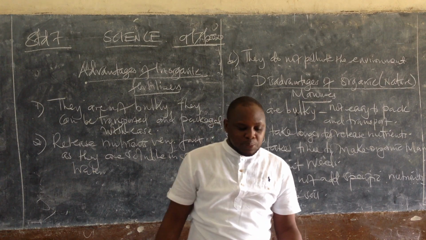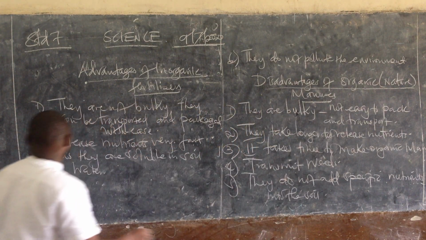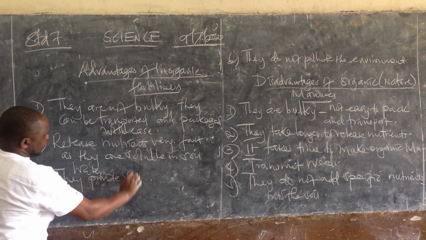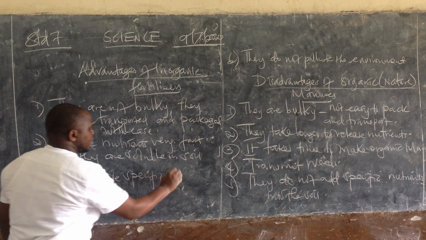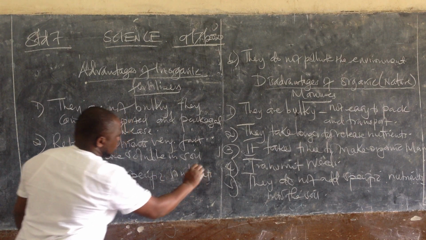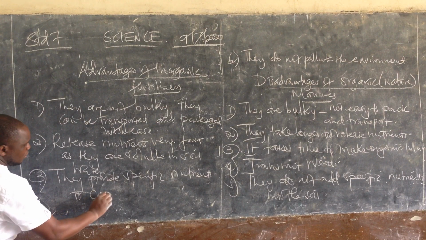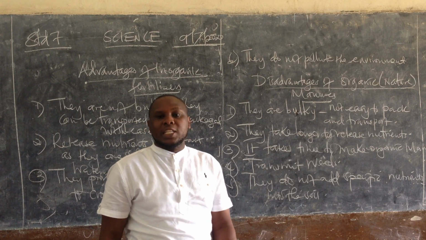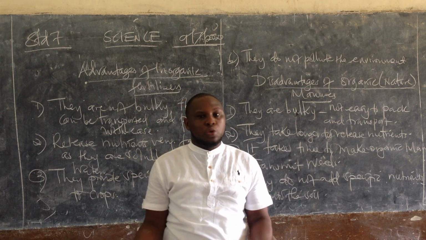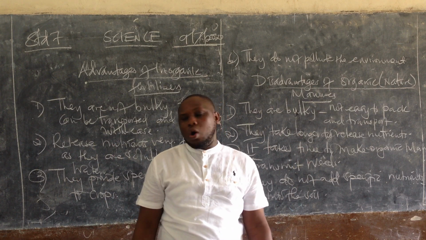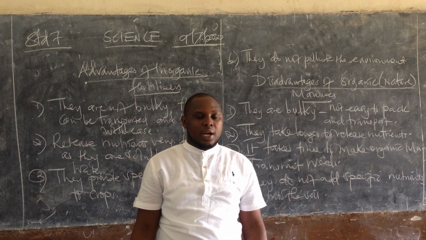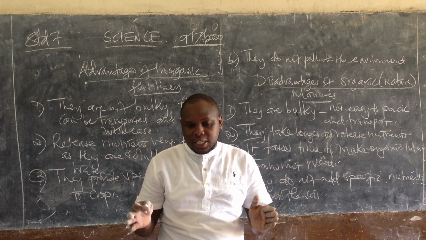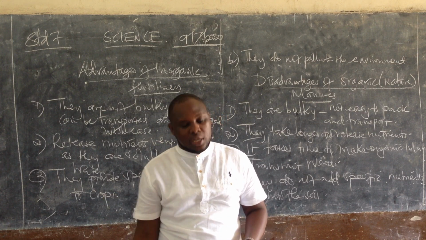Number three, they provide specific nutrients to crops. Once you apply the CAN, you know exactly you have added nitrogen in the soil. So you don't need to have a lot of energy to know what exactly specific nutrient you have put in the soil. Once you apply calcium ammonium nitrate, you know that's a nitrogen fertilizer. And so the specific nutrient there is nitrogen.